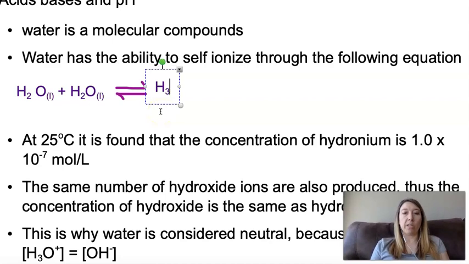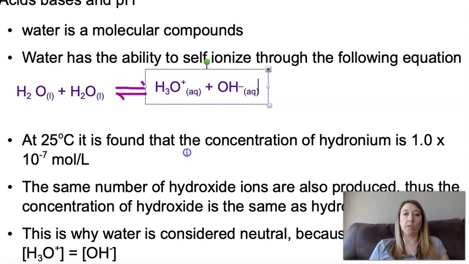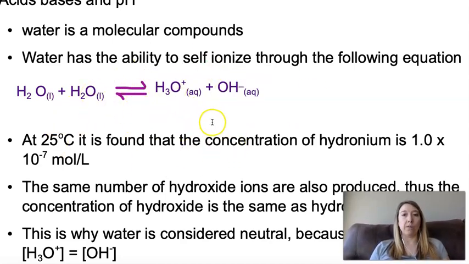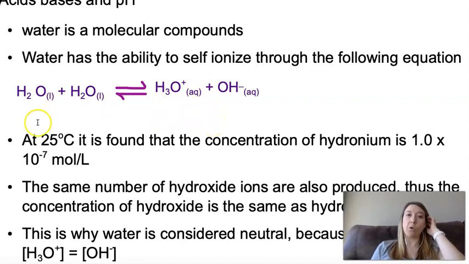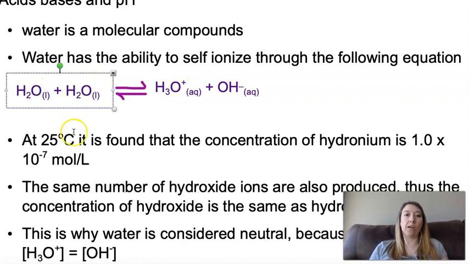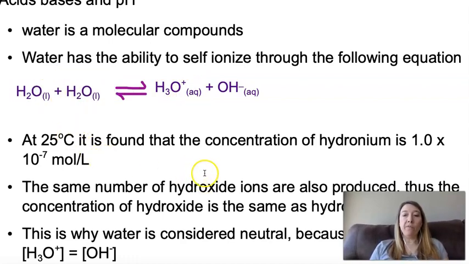One of our waters gains a proton to turn into H3O+, so it turns into hydronium. The other water lost that proton, and so it turns into hydroxide. Okay, so this is our water autoionization or self-ionization equation, where water reacts with water to produce that hydronium and that hydroxide.